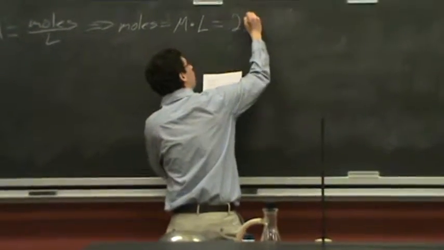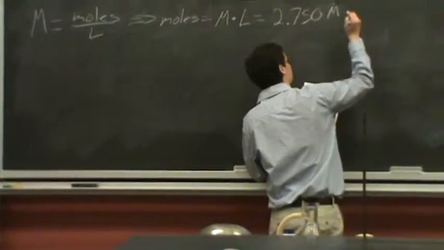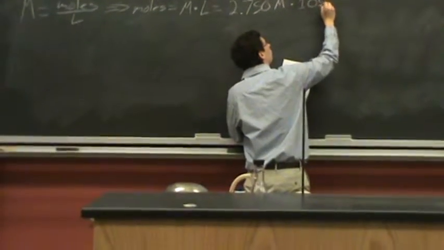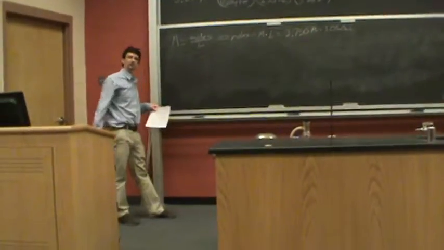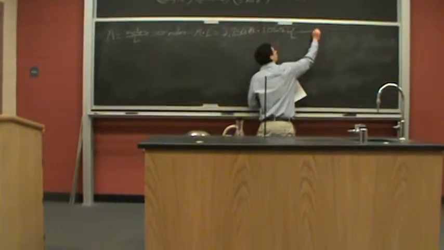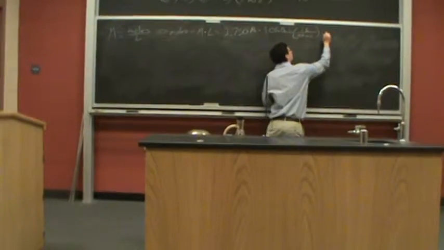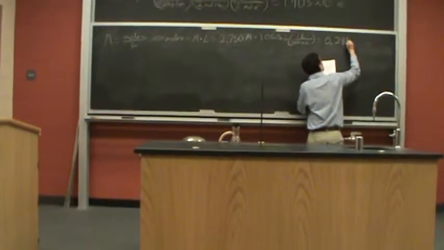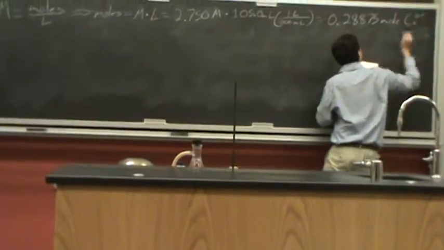Now we have the values that were initially given in our problem. The molarity was 2.750 molar. What was the volume that we had? I think it was 105.0 milliliters. Are we good to keep it this way? No. What do we have to convert that milliliters to? Liters. For every 1 liter, how many milliliters are there? 1,000. When you multiply that all the way through, I get 0.28875 moles of copper 2 plus.